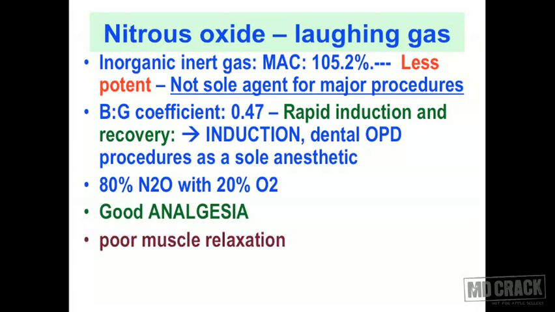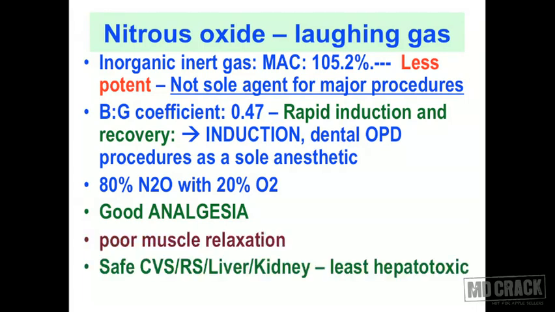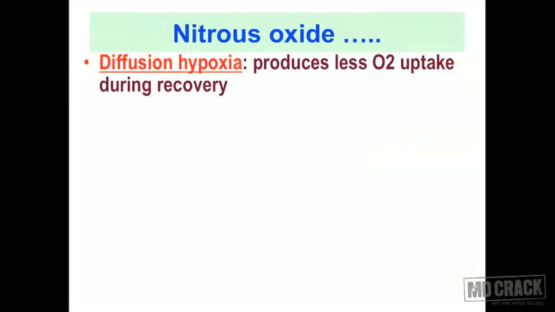Nitrous oxide is a good analgesic. The muscle relaxation is comparatively poor, and it's a safe general anesthetic as far as cardiovascular system, respiratory system, liver, and kidneys are concerned. It's supposed to be the least hepatotoxic general anesthetic agent.